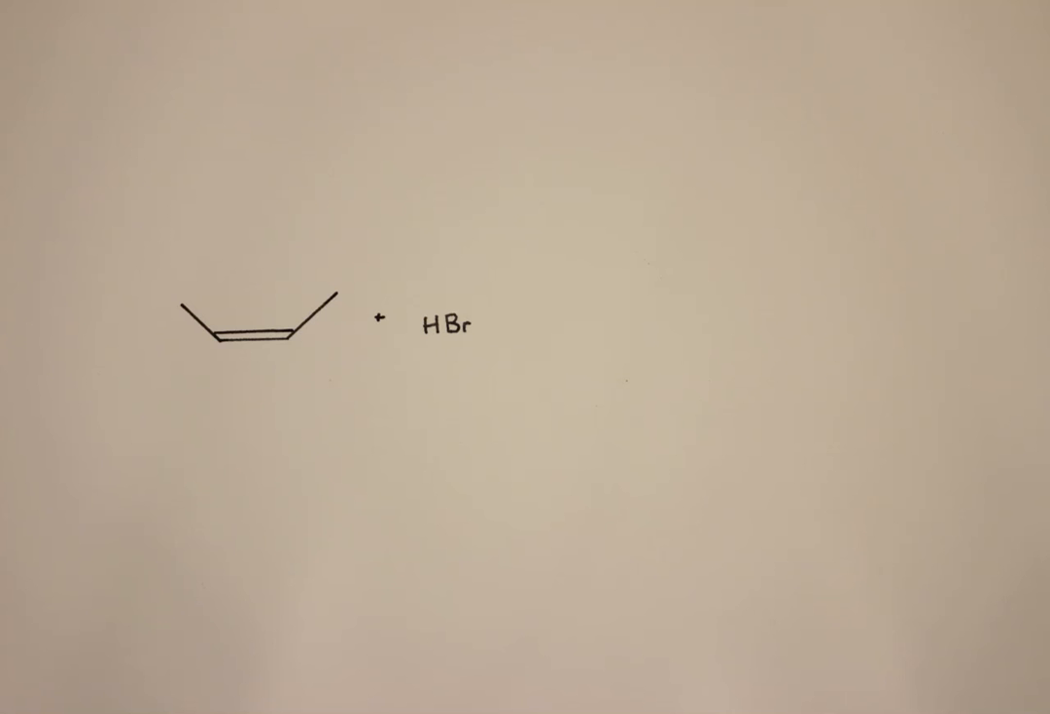The first reaction we're going to examine is an electrophilic addition reaction. We're going to see the reaction between an alkene, here 2-butene, and hydrogen bromide. Very quickly you will see the double bond attack hydrogen.